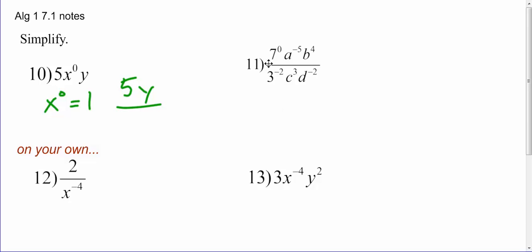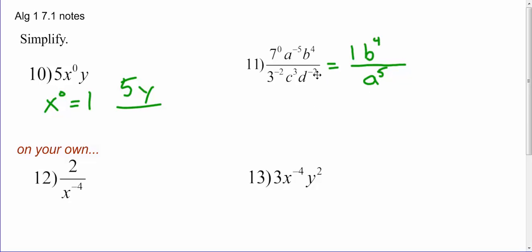All right, similar ideas on number 11. Let's simplify this piece by piece. 7 to the 0 we know is 1. A to the negative 5th is the same as the reciprocal, so 1 over a to the 5th. So I'm just going to move that negative exponent to the denominator. B to the 4th, can't do anything with that. We'll leave it right here, b to the 4th.